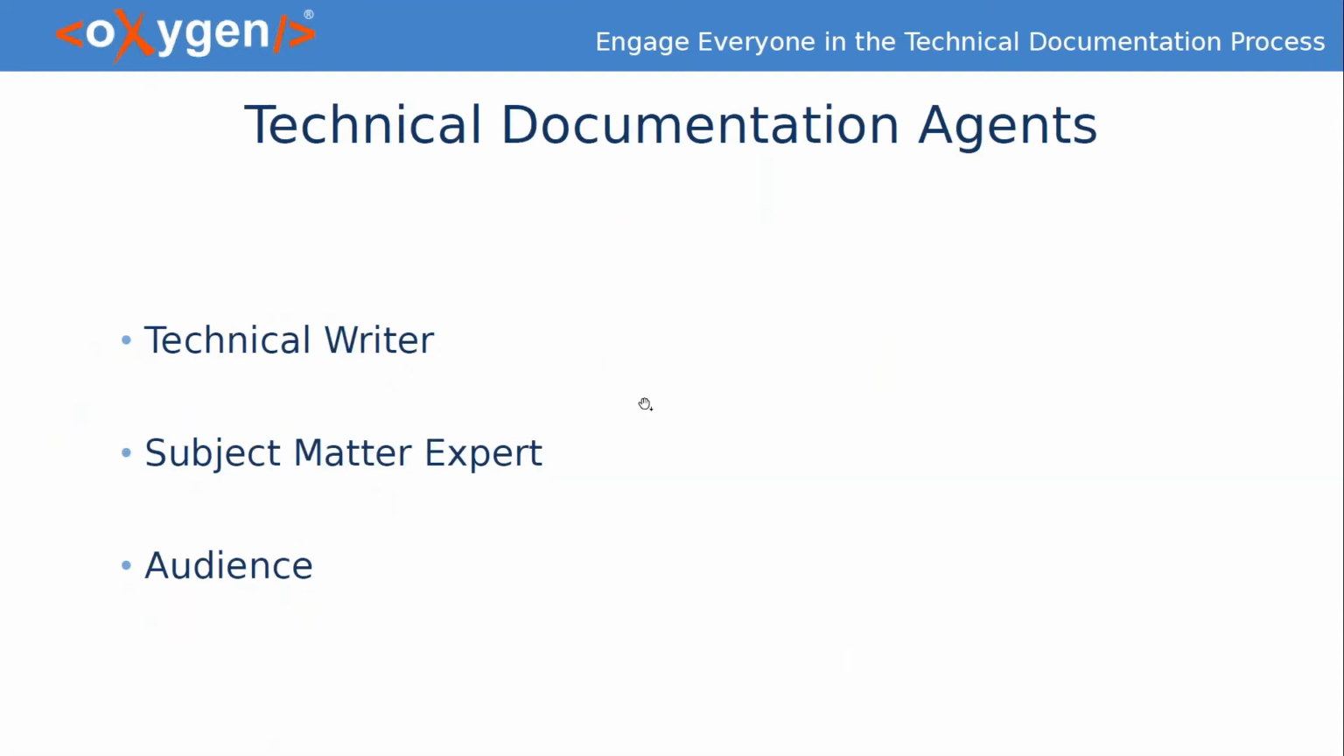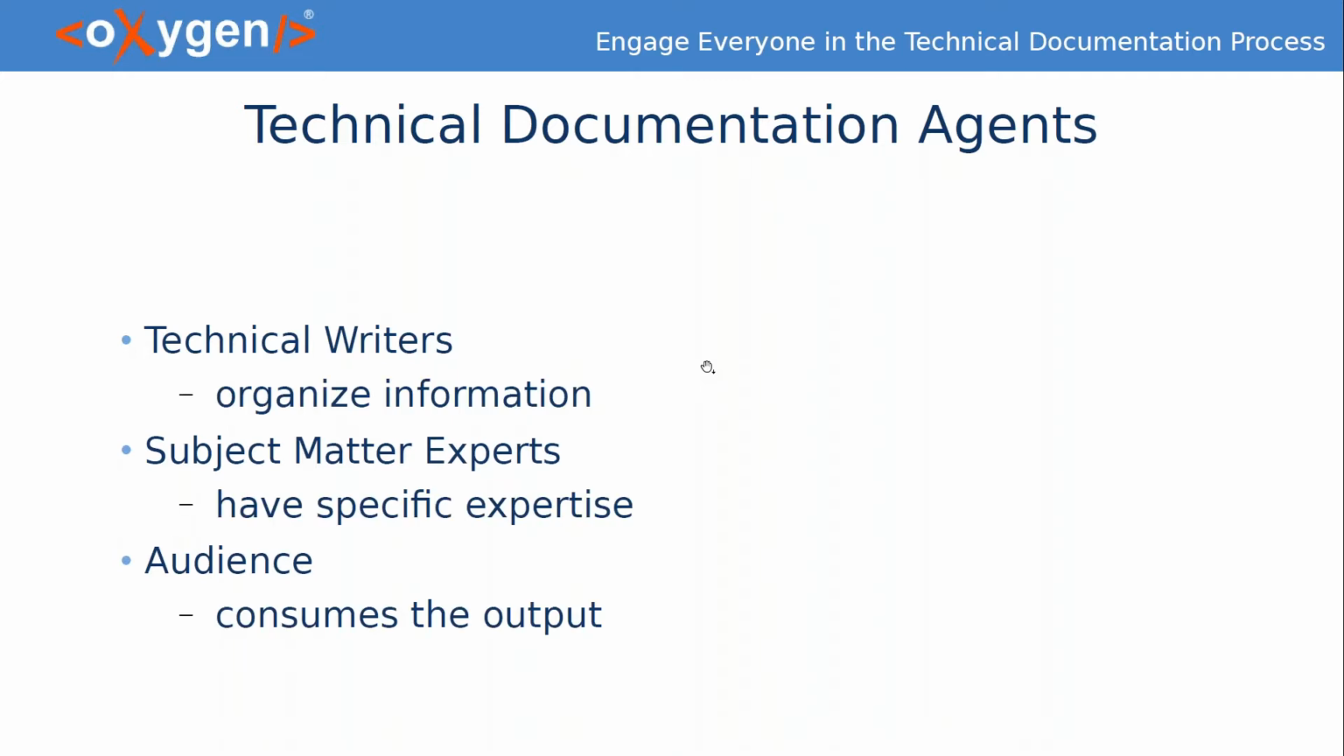Now, let's switch focus to the technical documentation. We consider it to be a process in which three agents stand out: the technical writer, the subject matter experts, that can be, let's say, a developer, and the audience, that can be the end user or the quality assurance team or another team.